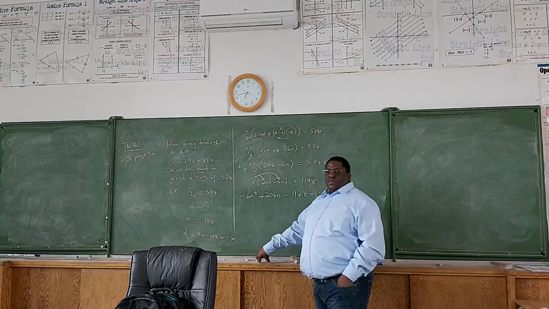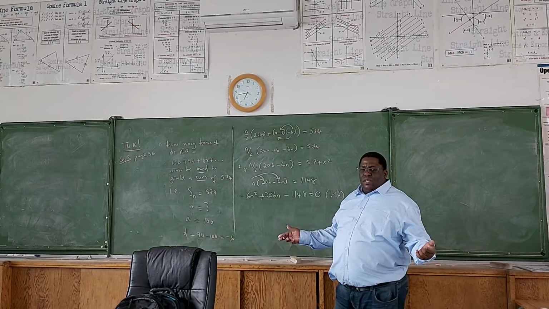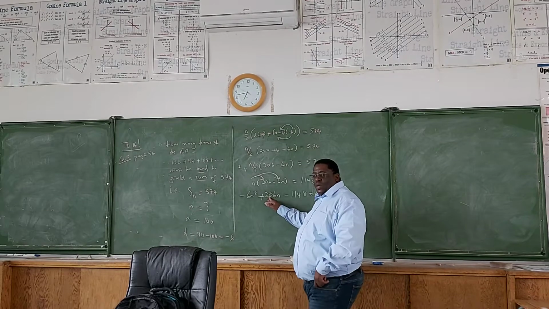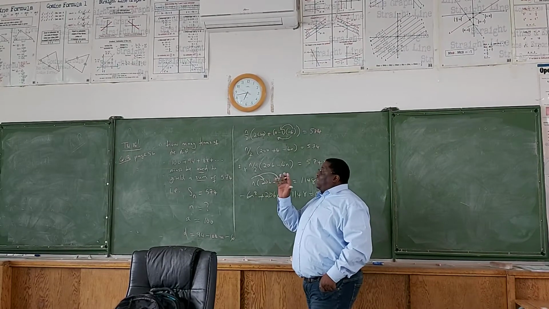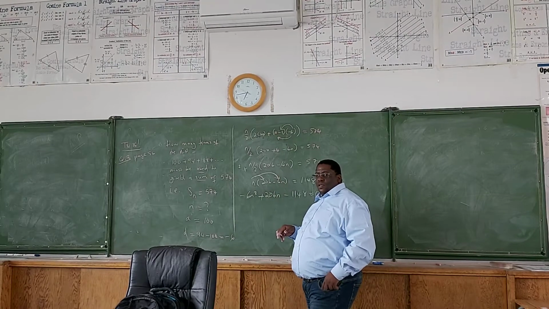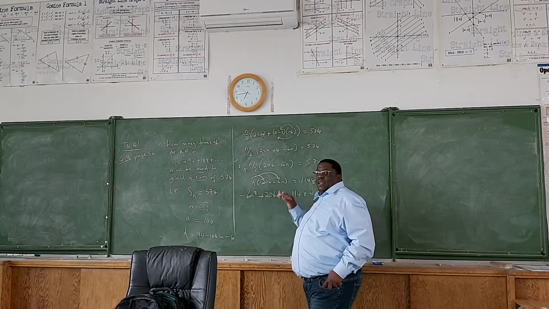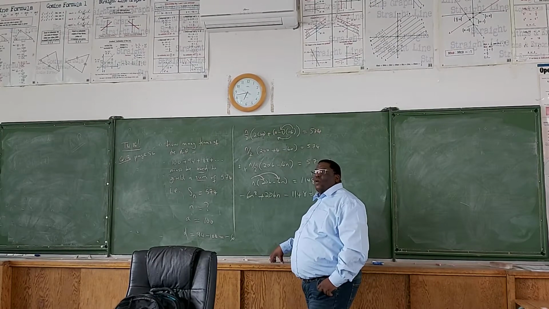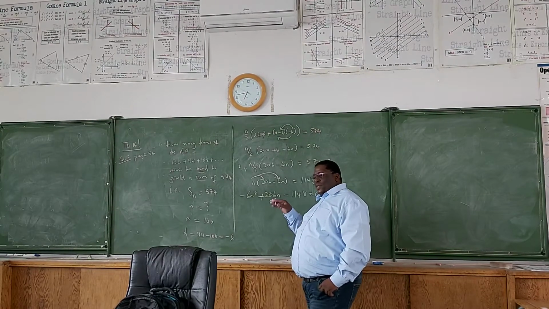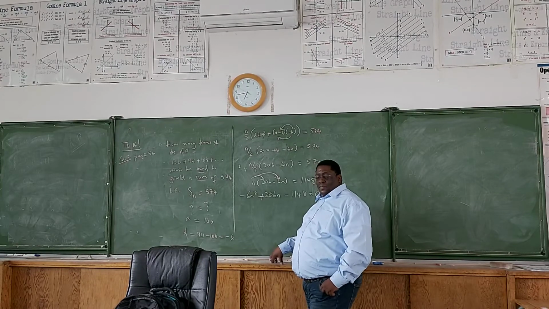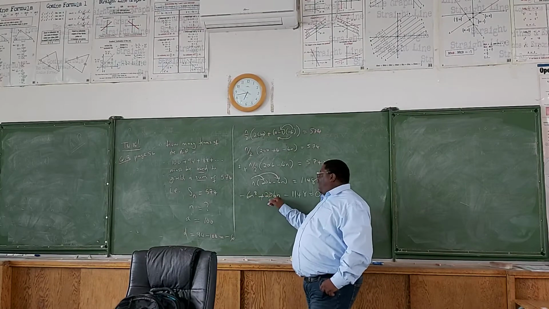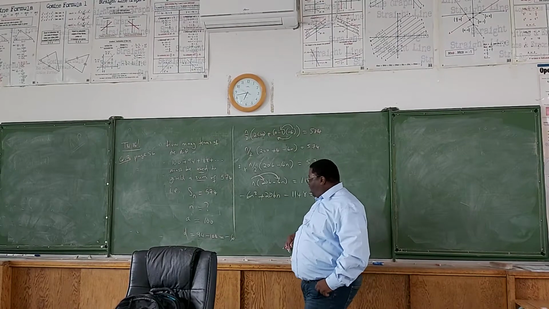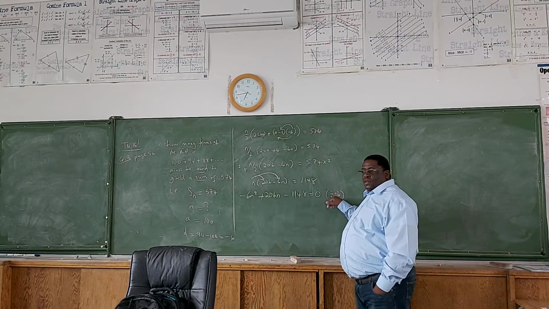So 3 cannot go in 206. How do you know whether a number is divisible by 3? If you add the digits and the sum is a multiple of 3. So it's not going to be divisible exactly.